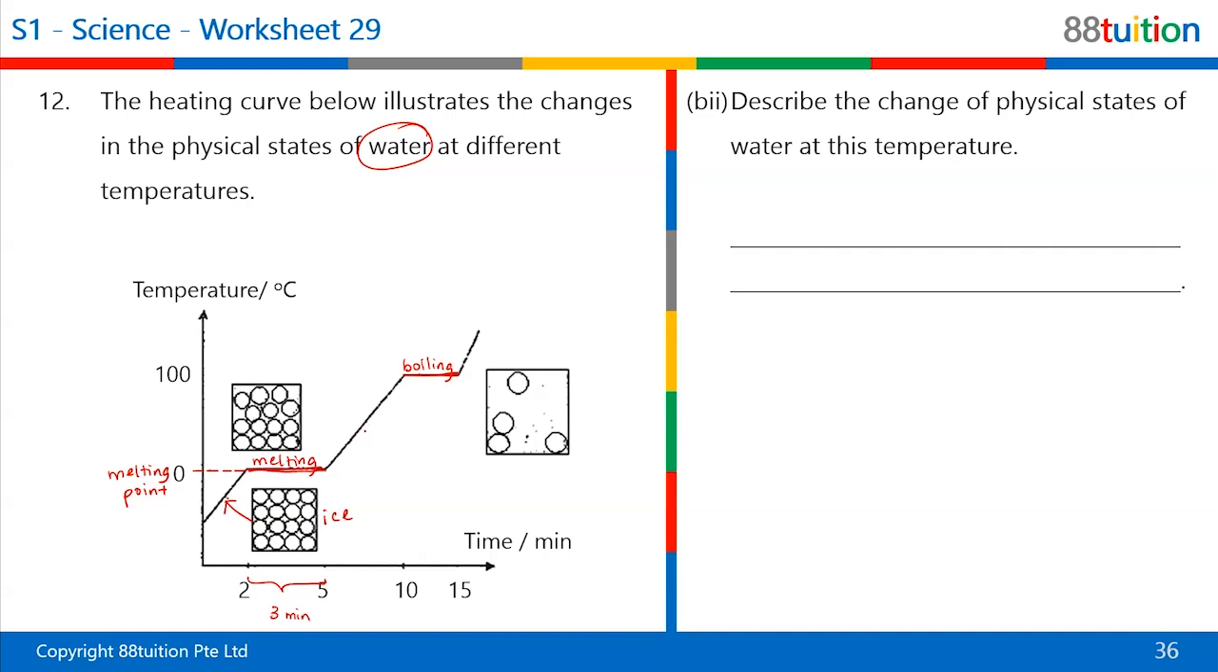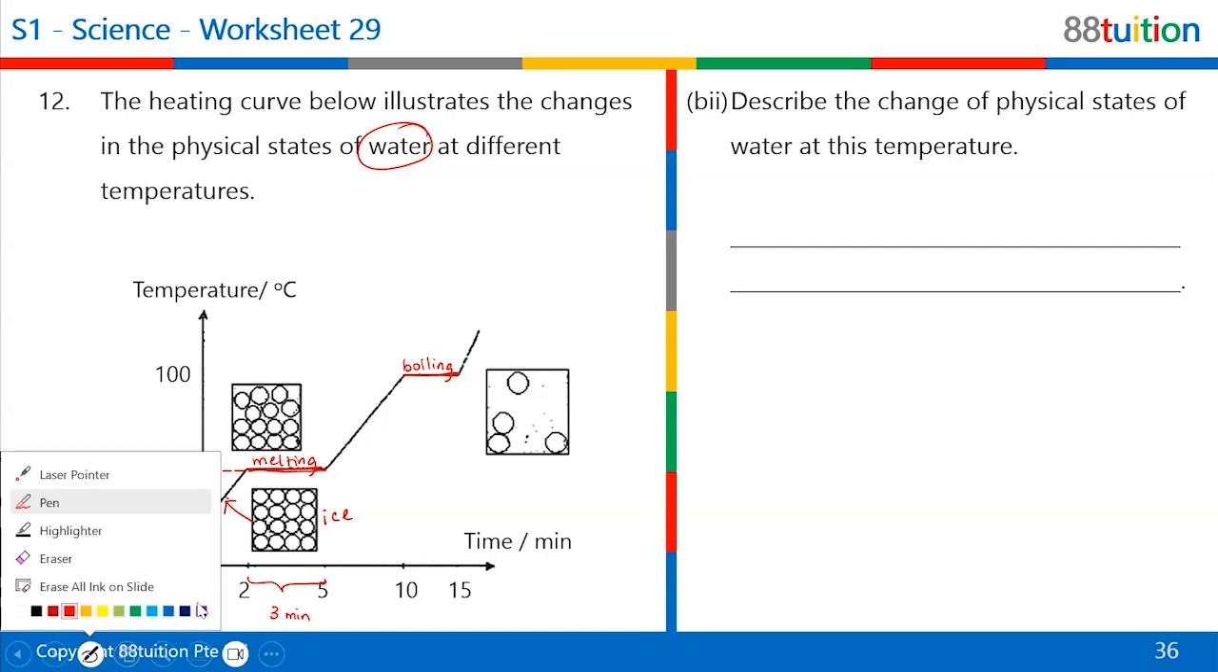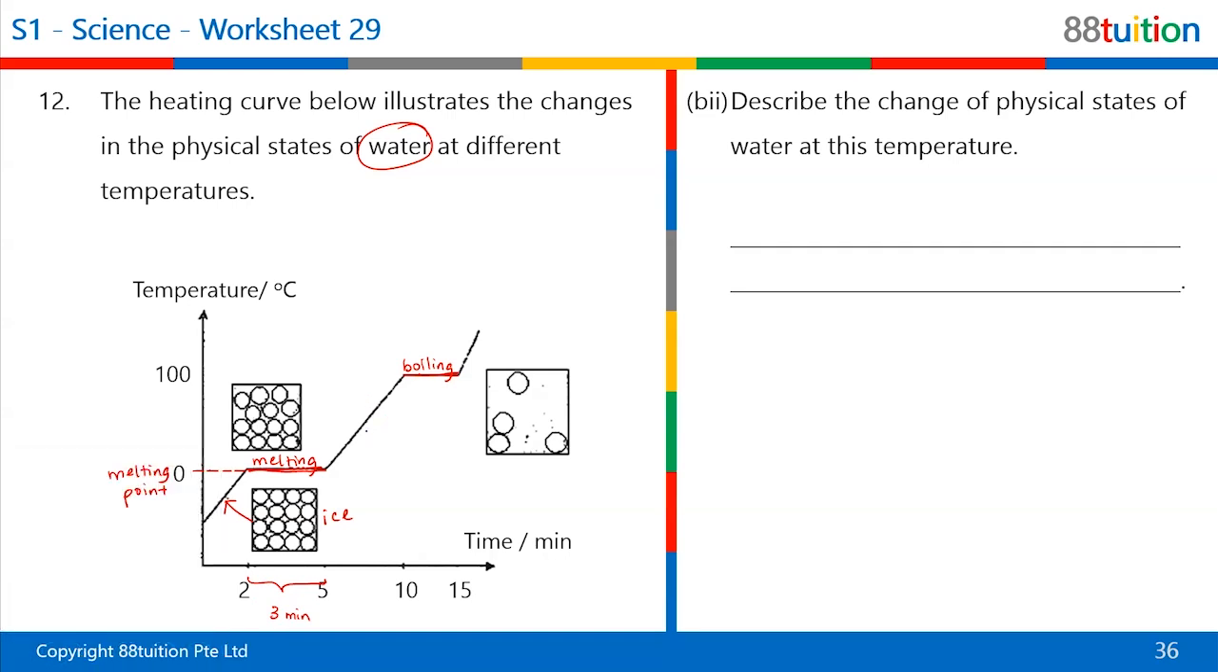So when it has totally melted, let me use another color. So this is liquid water. This whole range here shows liquid water. Just now was solid ice. Let me write down solid ice in purple also. So here, solid ice. So solid ice is pointed to this section.